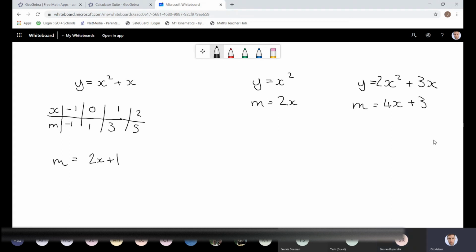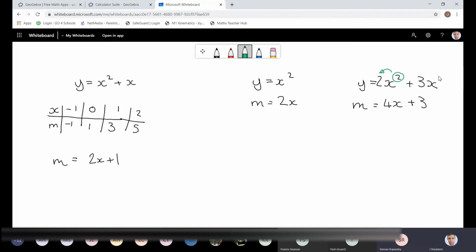How did you know it was 4x plus 3? Because you take the power of the x squared, the 2, and times it by 2 to get 4x. So the first one is the coefficient of the x, and the second one is the power of x. Essentially this power gets multiplied by the coefficient. And then what happens to the power? It decreases by 1.